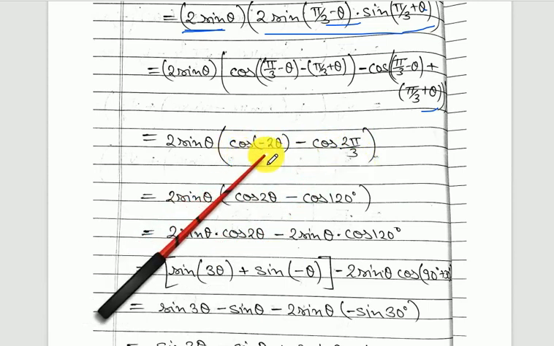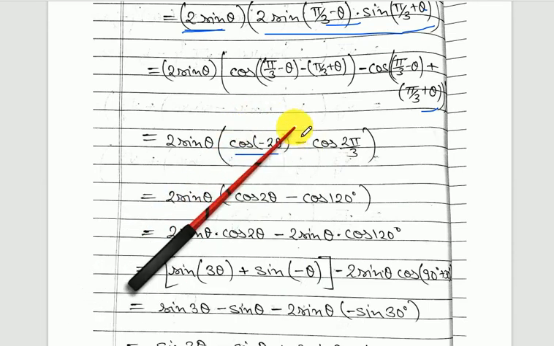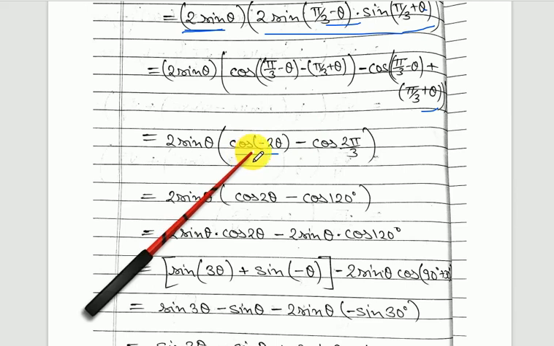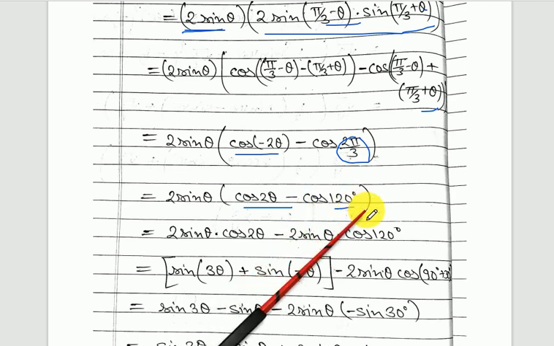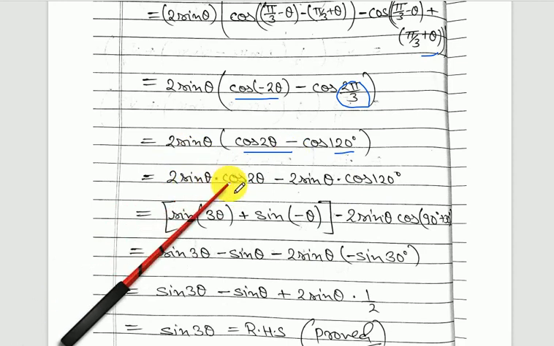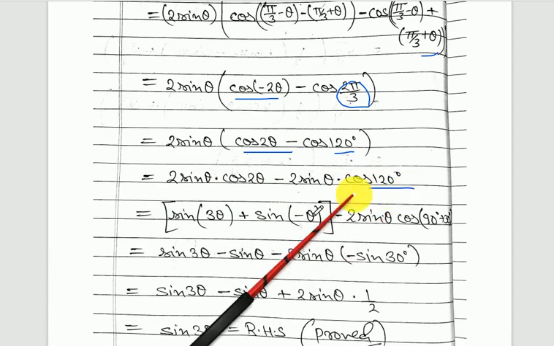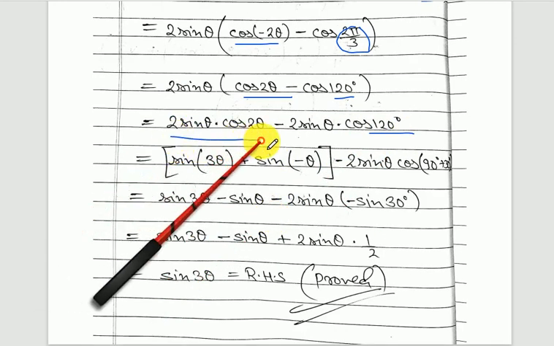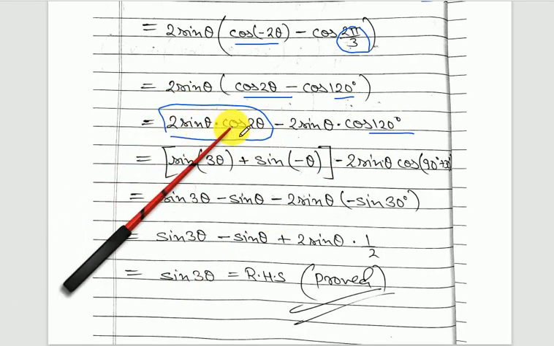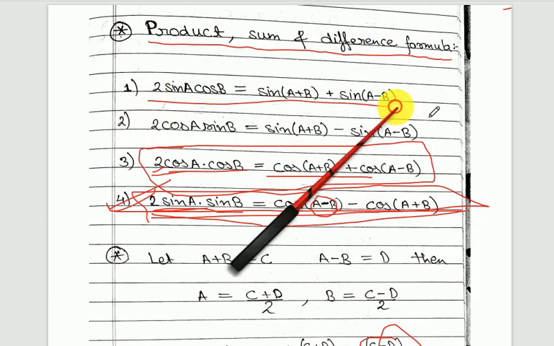Okay, but you know, for cos of minus any angle, you will get simply cos of that angle. Okay, minus sign will not come out. Okay, so you get cos 2 theta, and this I'm converting into degrees, so I get cos 120 degrees. Clear? Now I'm opening the bracket, so I get 2 sine theta into cos 2 theta minus 2 sine theta into cos 120. And for this again we can use the formula 2 sine a into cos b formula.